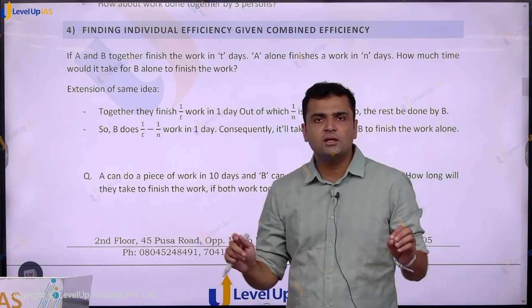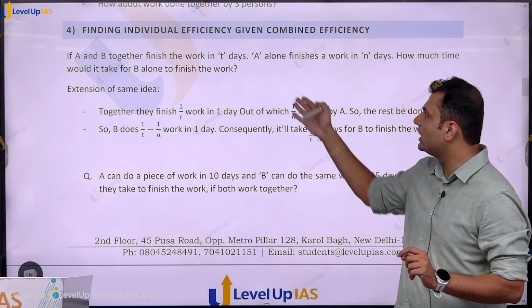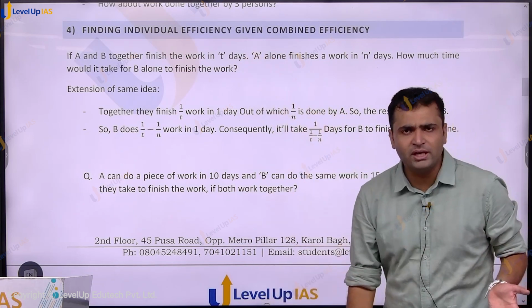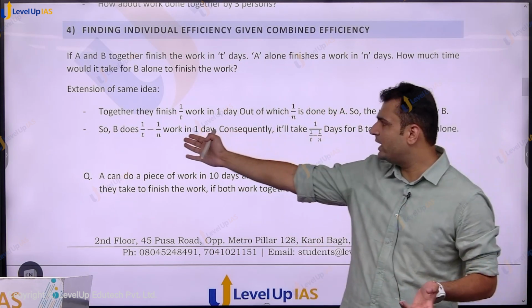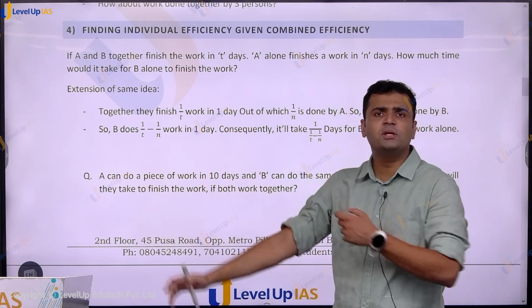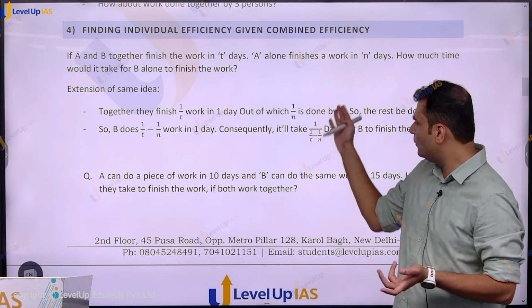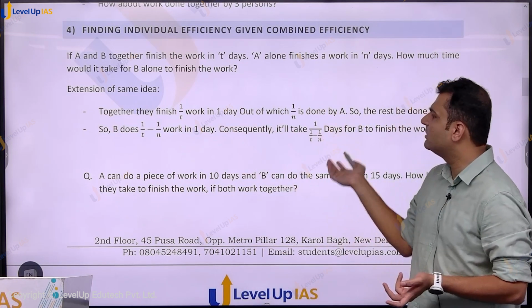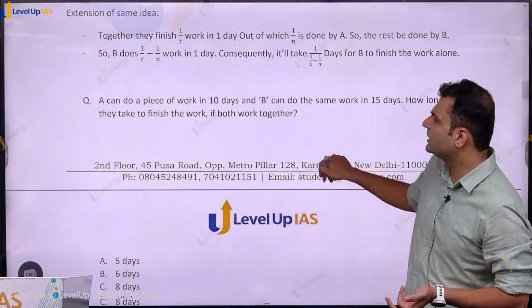Together they do 1 by T work in one day, out of which 1 by N work is being done by A. So the remaining work, which is 1 by T minus 1 by N, will be done by B. So how much time would it take for B to finish the work? 1 upon (1 by T minus 1 by N) days. So for example, this question.